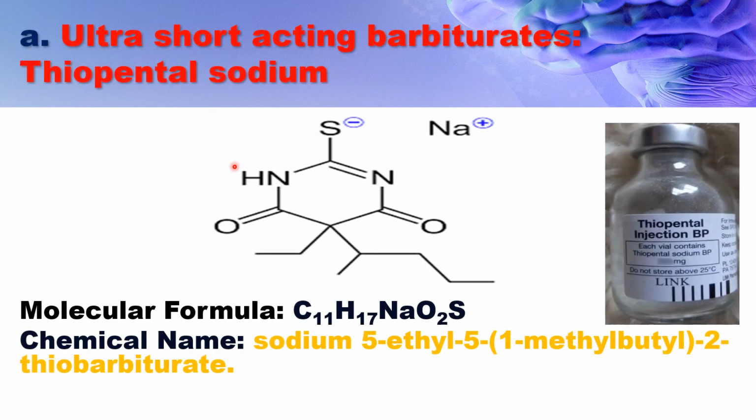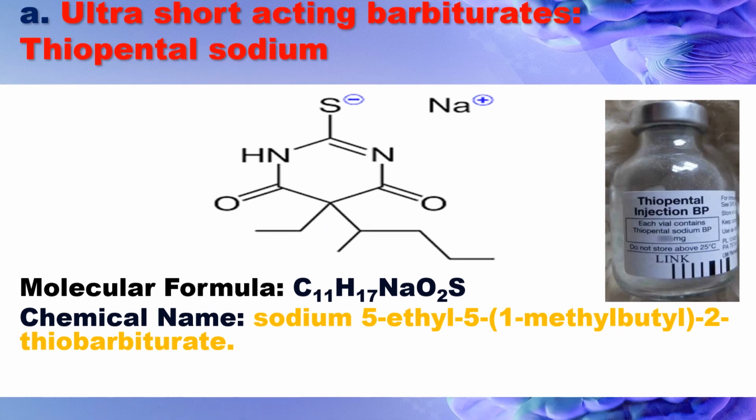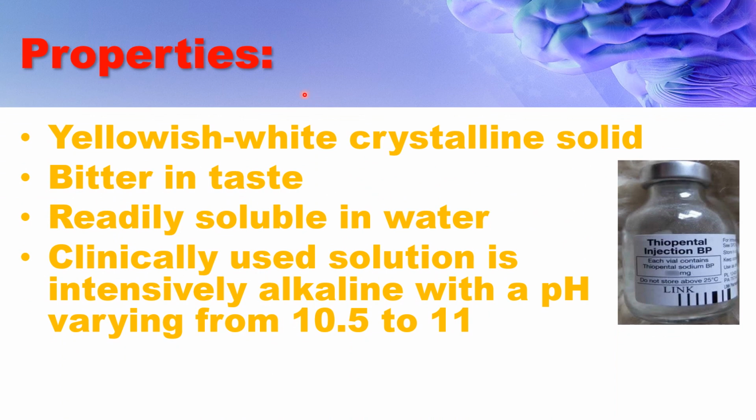Ultra short acting barbiturate thiopental sodium. Here is the structure of thiopental sodium. Molecular formula is C11H17NaO2S. The chemical name is sodium 5-ethyl 5-(1-methyl-butyl) 2-thiobarbiturate. Properties: it is a yellowish white crystalline solid. It is usually bitter in taste. It is readily soluble in water, and the clinically used solution of sodium thiopental is always alkaline with a pH ranging from 10.5 to 11.